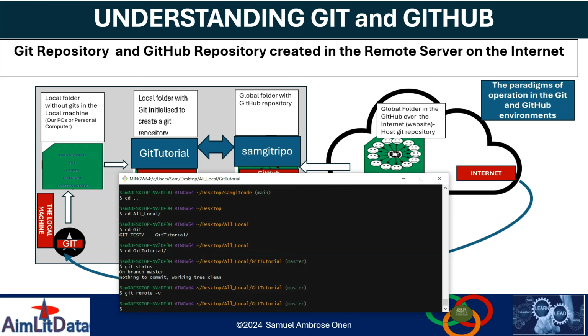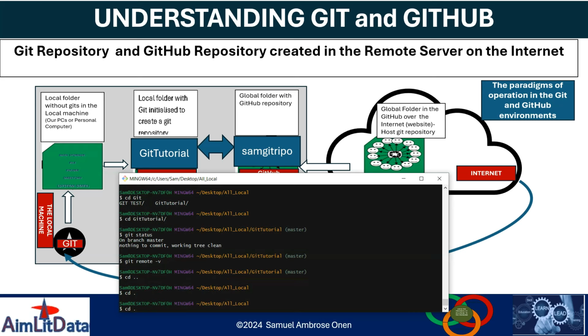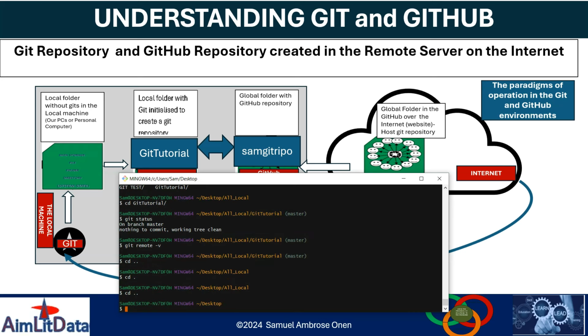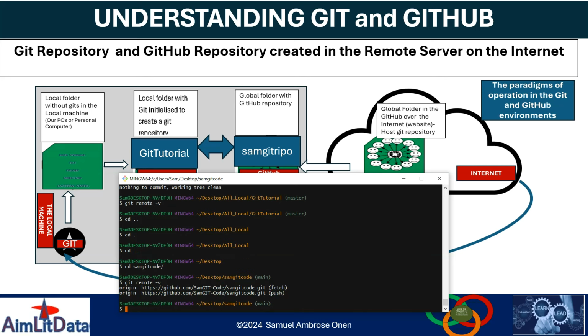When you run git remote to see the link on our local repository, let us switch to our some git code and try to run git remote -v. It's showing me the origin. Look, it is linked. So this repository actually is linked directly to the GitHub repository.